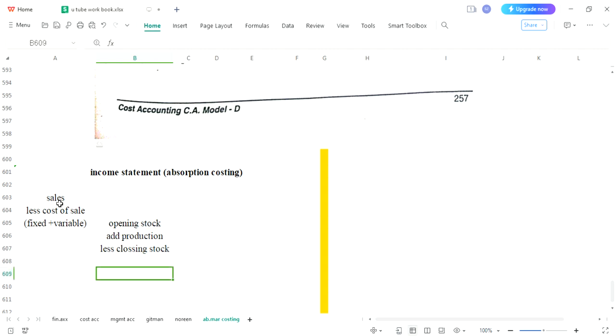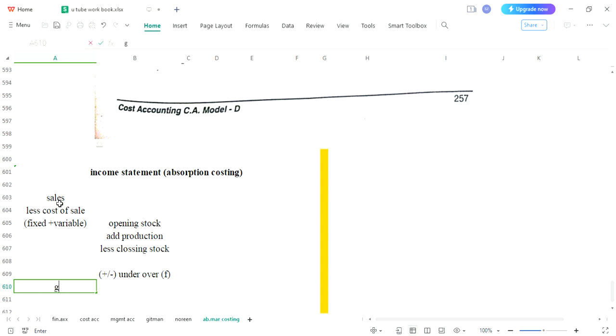After which you will see if there is any under or over applied FOH. Completion of this will result in our gross profit. We will calculate our gross profit by subtracting our cost of sales from sales, and we will be able to get our gross profit.